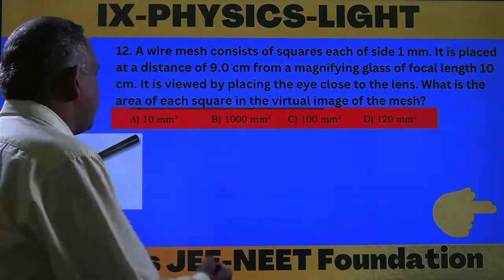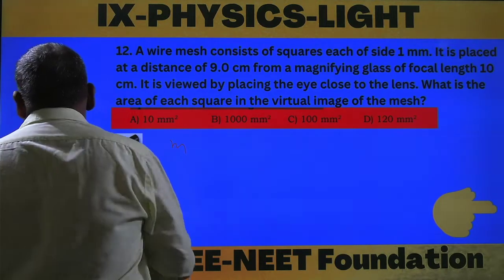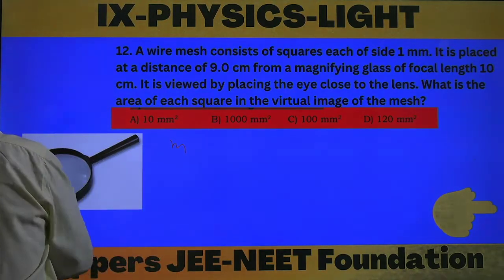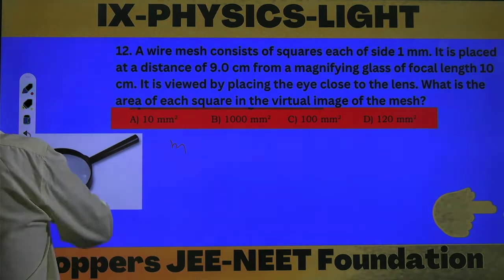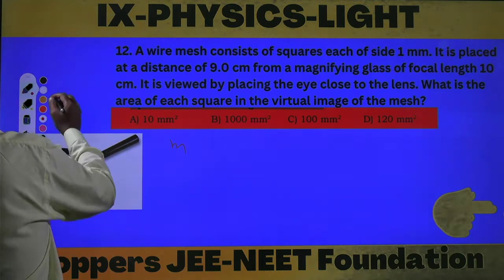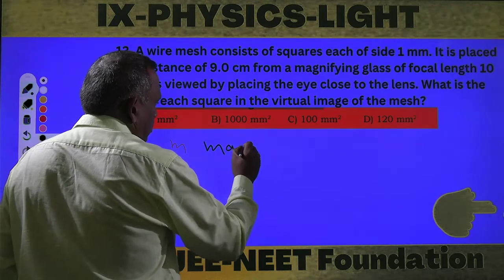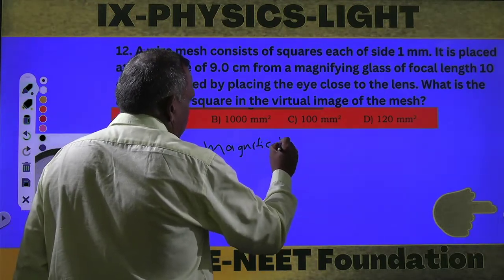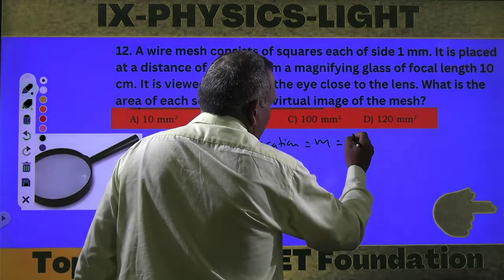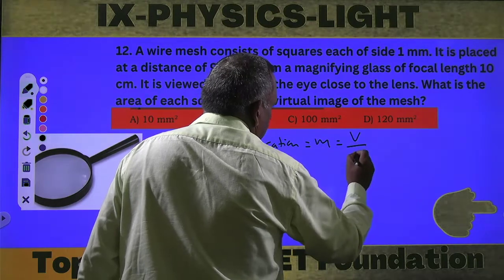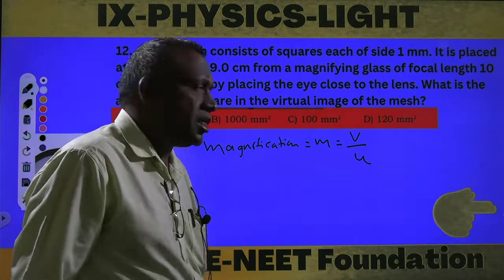So the formula of magnification is: magnification is nothing but image distance by object distance. Image distance by object distance, that is the magnification.